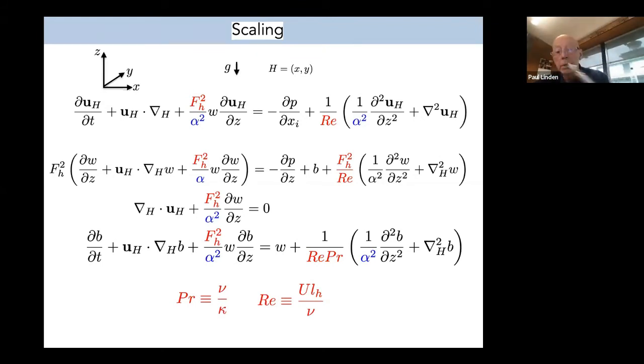We've got two new parameters that have come in. One is the Reynolds number, which is, of course, the ratio of the inertial forces to the viscous forces, defined at the bottom here. Again, I've used the horizontal scale for the Reynolds number. And the Prandtl number, which occurs in the last equation, is the ratio of the kinematic viscosity and the diffusivity of the density field or buoyancy. So these are the two other parameters that come out of this scaling analysis.